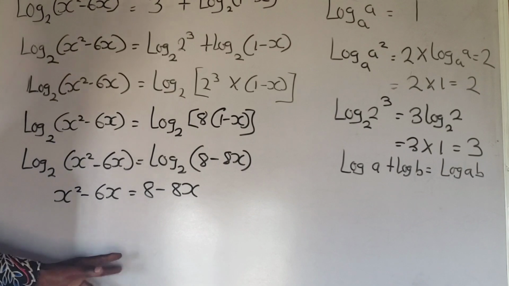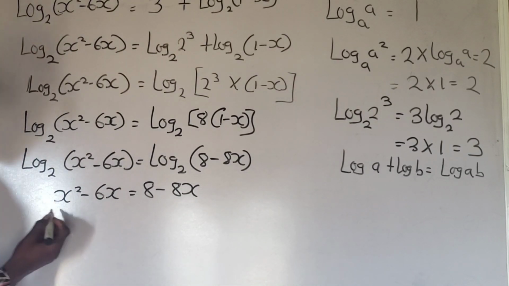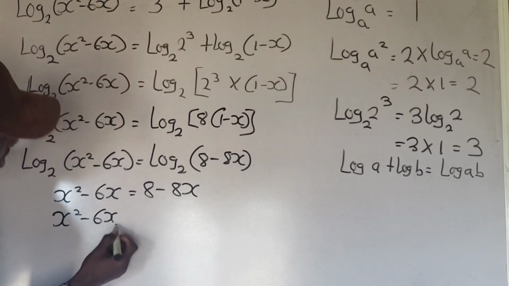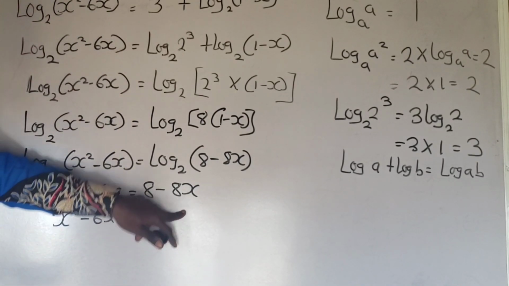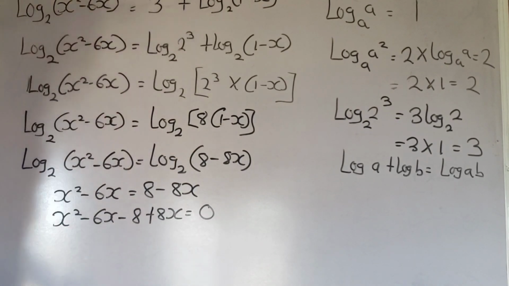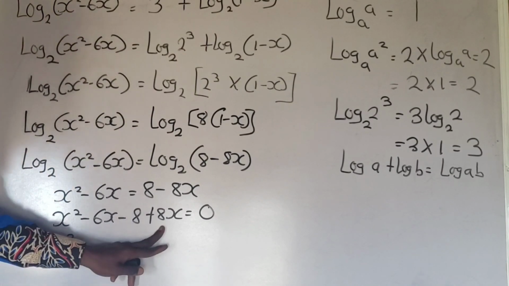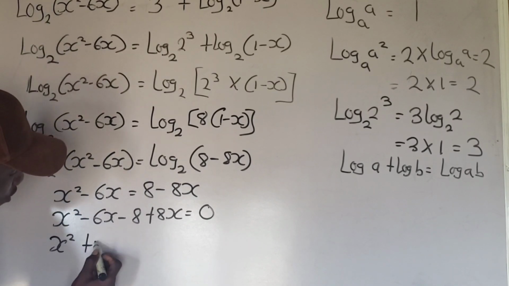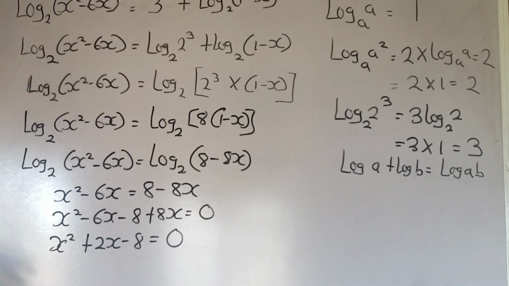Now, if I may ask you, what kind of equation is this? This is a quadratic equation, because the highest power of x here is 2. So I'm going to have x squared minus 6x. If this 8 comes to the left hand side, I'm going to have negative 8. If this negative 8x comes to the left hand side, I'm going to have positive 8x. All this will be equal to 0. Now, x squared minus 6x plus 8x gives positive 2x, so I'm going to have x squared plus 2x minus 8 is equal to 0. Now, we are going to solve for the value of x quadratically.